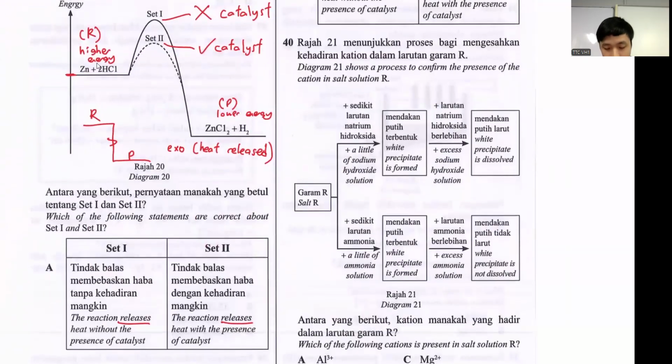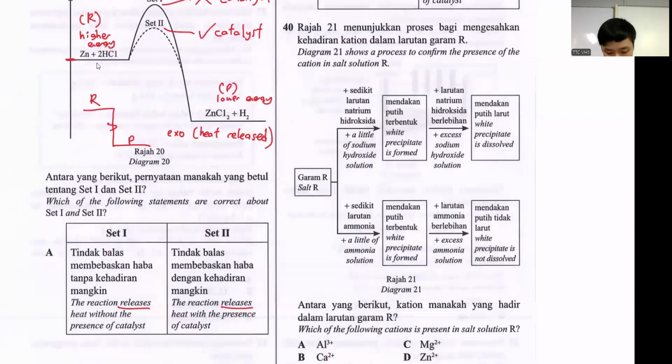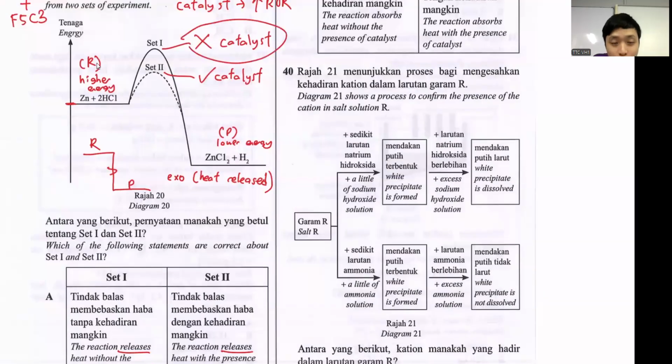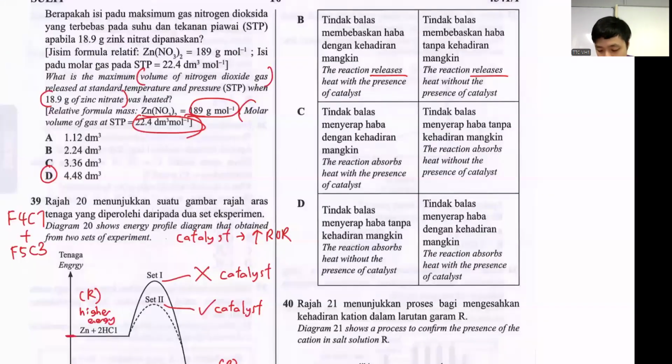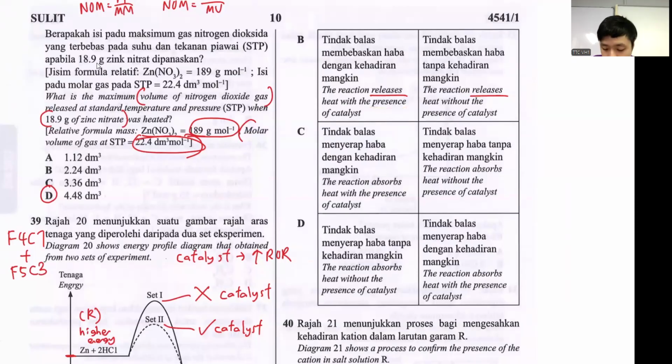So A and B release heat energy, but set one is without catalyst, and set two is with catalyst. So the answer is A. B is wrong.